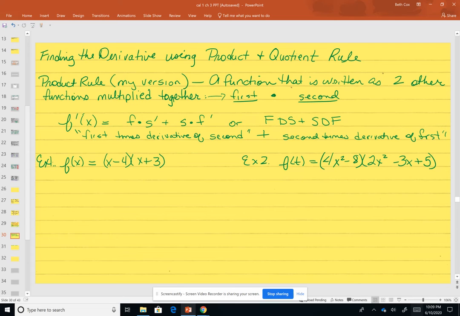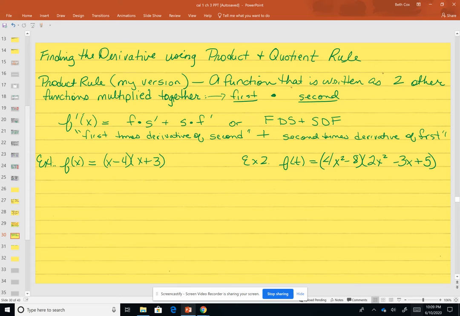Okay, so today we're doing the product and quotient rule. This video will just get us through the product rule, and then I'll do another one in a little while on the quotient rule. So my version of the product rule is just real simple. The first times the derivative of the second plus the second times the derivative of the first.